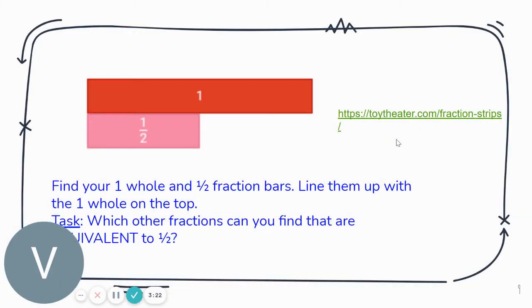If you were present, here's a link to the fraction bars if you would like, and I'll attach this to our Google Classroom. But I just gave you a picture of one fraction bar that equals the whole, and then a fraction bar that is half. So go ahead and draw this image in your notebook and try to draw to the best of your ability. Which other fractions can you find that are equivalent to 1/2?